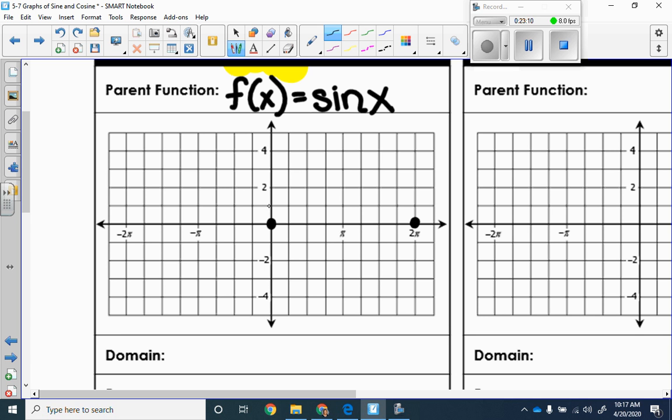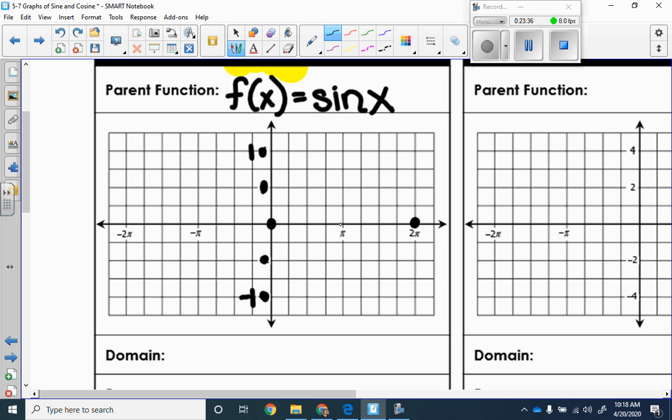Our maximum is positive 1, and I wish this was slightly changed here. I'm going to change this, and I'm just going to scribble out these values. I wish they weren't there. And let's put a 1 up here and a negative 1 down here, just for graphing purposes. It makes it a little bit easier.